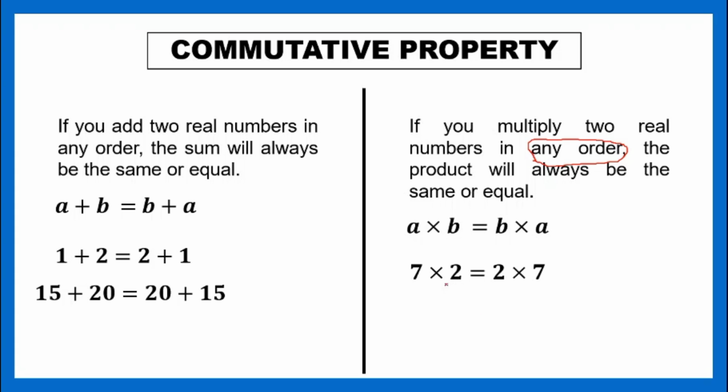Ayan. So, 7 times 2 is 14. So, ito kaya 14 din. 2 times 7 ay 14 din. So, therefore, tama ito. So, tama nga ang sinasabi ni commutative property na kahit baliktarin mo yung dalawang numbers na yan, same pa rin ang maging sagot. Isa pa, 9 times 10. Kapag naging 10 times 9 yan, same lang magiging sagot. Let's see. 9 times 10 ay 90. 10 times 9 ay 90 pa rin.